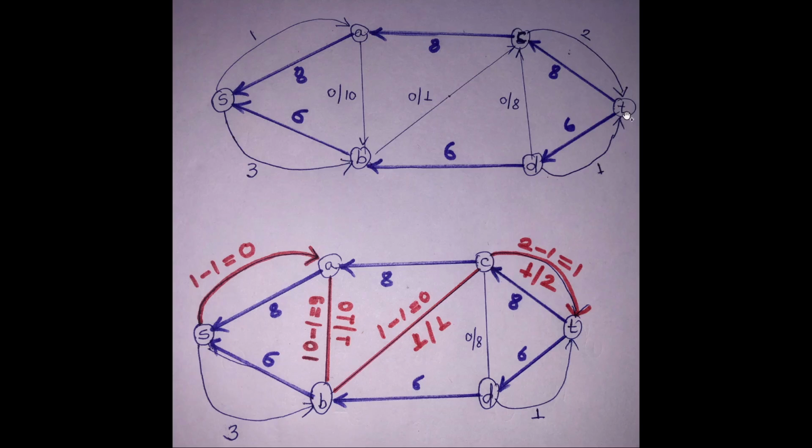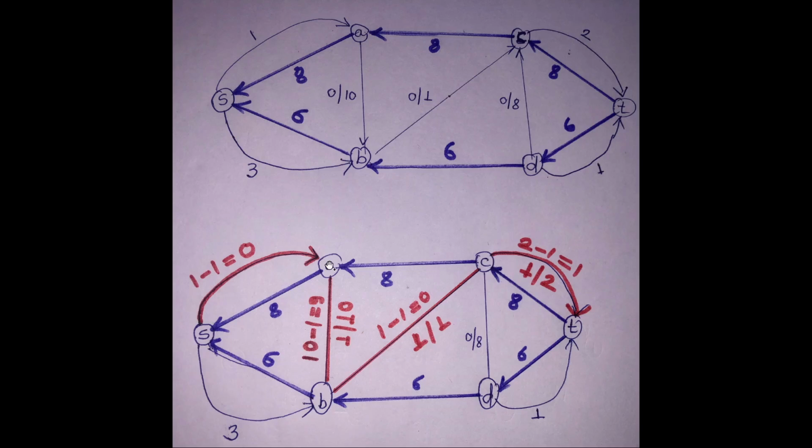From this C to T, the capacity of forward direction is 2, so we can utilize this 2 also. Out of 2, only 1 is needed for us. That's why 2 minus 1 becomes 1. Still a forward capacity is available over here from C to T. Out of that, 1 we have utilized over here. So this is a new path.